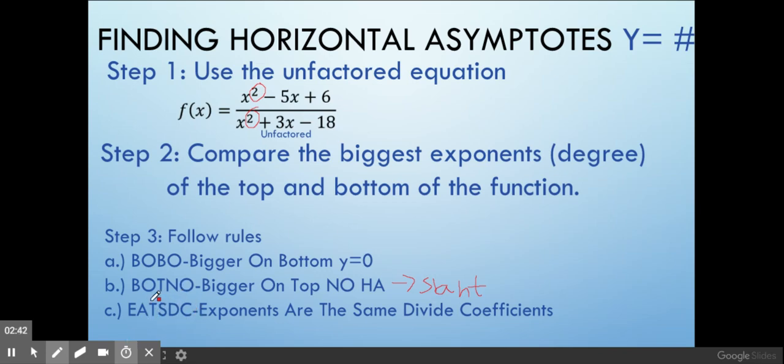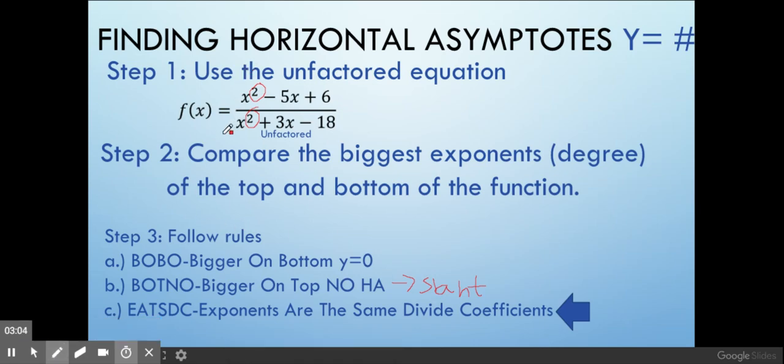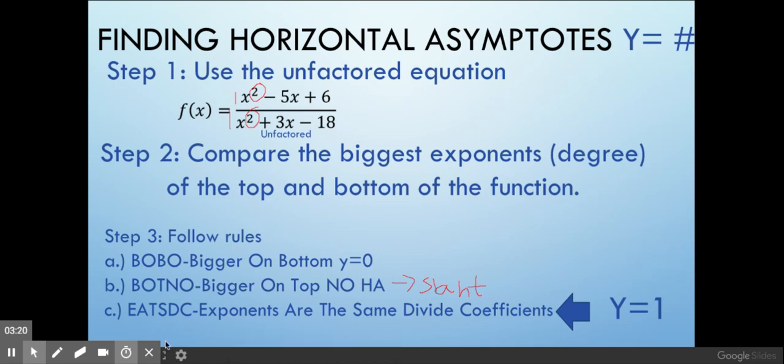The last one, this might be difficult to remember, EATS DC. It means exponents are the same, divide coefficients. So that is the one that we have. Our exponents were the same. So we would want to divide the coefficients. Since we don't have any numbers in front of x, because keep in mind, a coefficient is the number in front of the x value, it would be 1 over 1. And so that would mean that our horizontal asymptote is y equals 1.